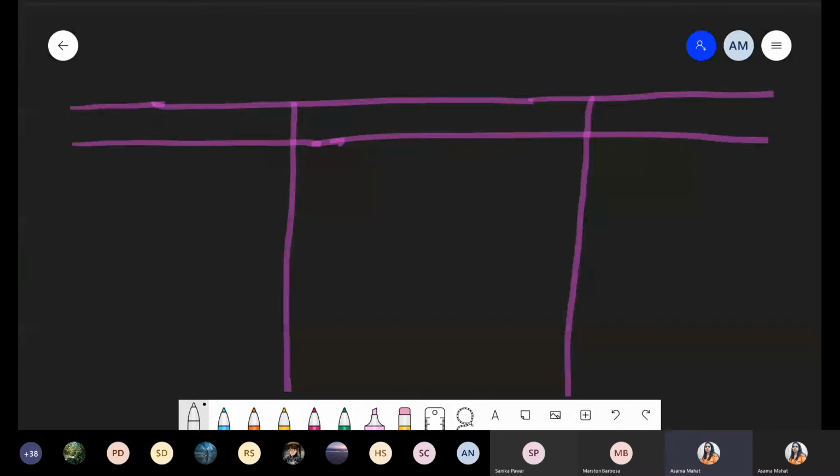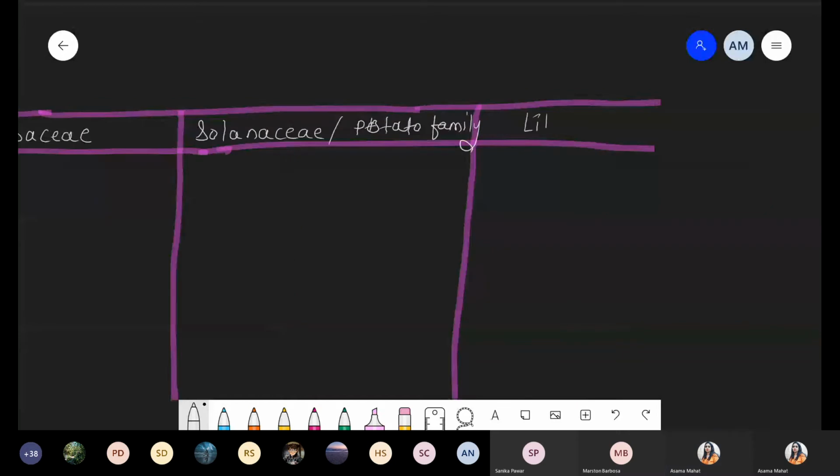So we are talking about the first family, Fabaceae family. We know the suffix CEAE when we are talking about this family. CEAE, that is Fabaceae family. Number second, Solanaceae family, and Solanaceae family is also called the potato family. And the last one, that is Liliaceae family, or simply you can say that is lily family.